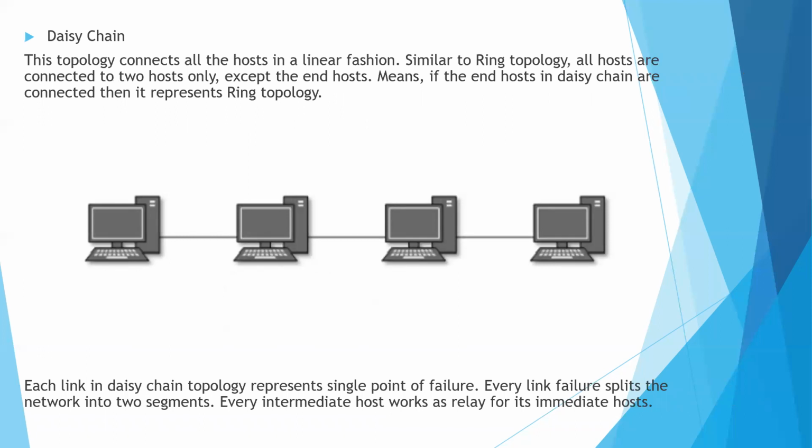Daisy chain. This topology connects all the hosts in a linear fashion. Similar to ring topology, all hosts are connected to two hosts only, except the end hosts. Means if the end hosts in a daisy chain are connected, then it represents a ring topology. Each link in daisy chain topology represents a single point of failure. Every link failure splits the network into two segments. Every intermediate host works as a relay for its intermediate hosts.